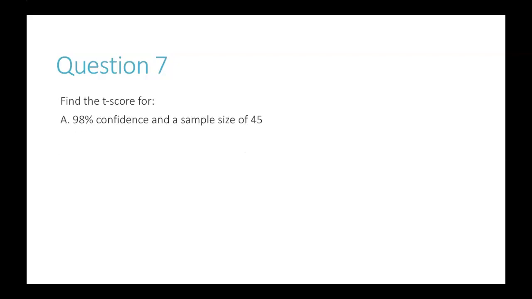So this first one, 98% confident and a sample size of 45. Well, when we're trying to figure out t-scores, we need to know something called degrees of freedom, right? So if you're taking a look at your formula sheet, you'll notice under chapter 8, there's a formula for DF. DF is degrees of freedom. To find your degrees of freedom, you just take n minus 1. Our n is just our sample size, right? So 45 minus 1 gives you a degrees of freedom of 44. So that's what's going to be along the left side of your t-score table.